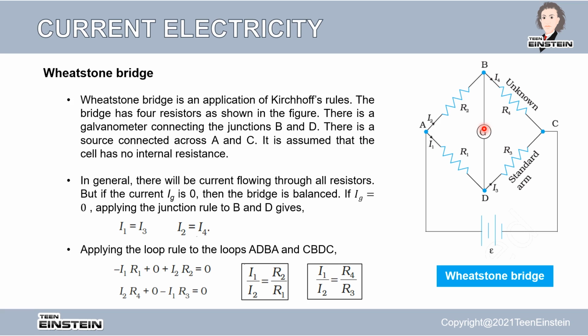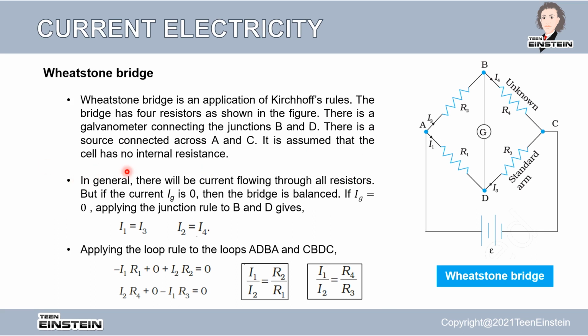There will be a needle inside this galvanometer. It will show a deflection only when there is current flowing. If there is no current, the galvanometer deflection will be at 0. So let's see what's there. The Wheatstone bridge is an application of Kirchhoff's rule. The bridge has 4 resistors as shown in the figure. There is a galvanometer connecting the junctions B and D.